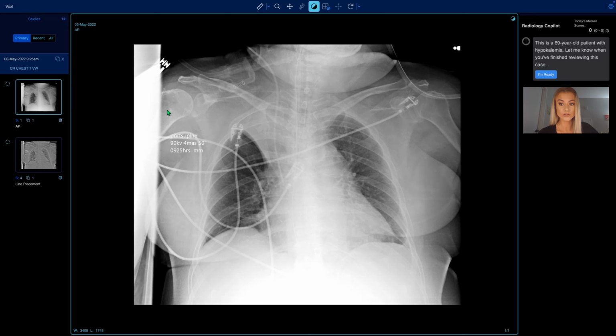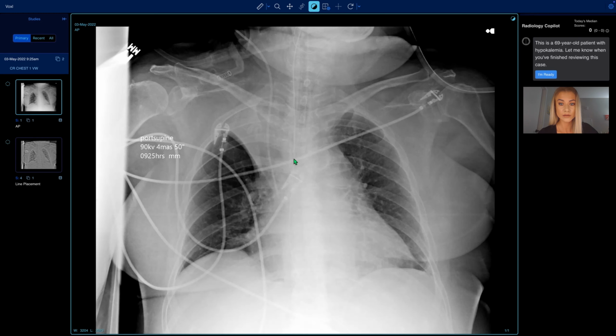Now we just want to ensure that the technique is adequate. We'll use the acronym RIPE-F, which stands for rotation, inspiration, projection, exposure, and field of view. To assess for rotation, we check that the spinous processes are centered between the clavicles. In this case, they are, so the patient is not rotated.